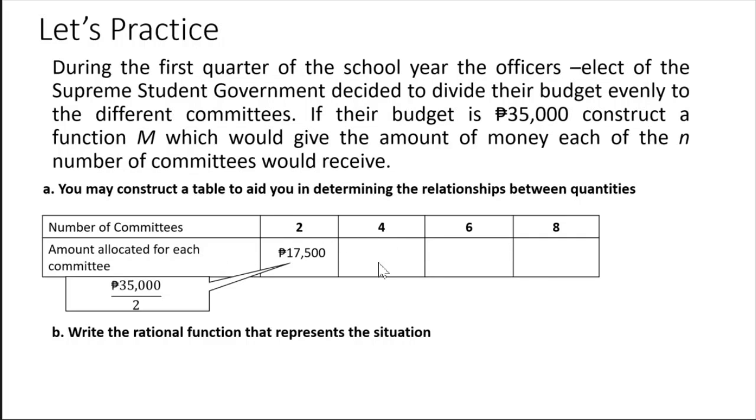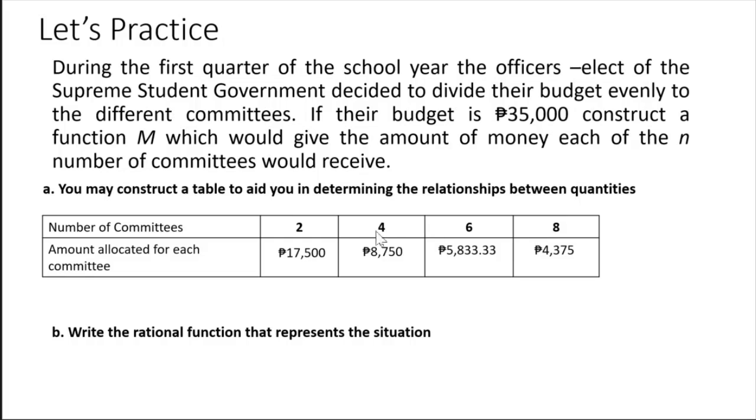How about for 4 committees? 35,000 divided by 4, we have 8,750. How about for 6 committees? 35,000 divided by 6, then we arrive at 5,833.33. For 8 committees, we have 4,375.